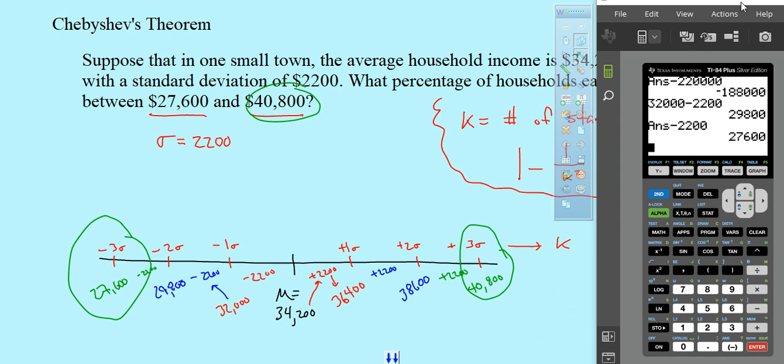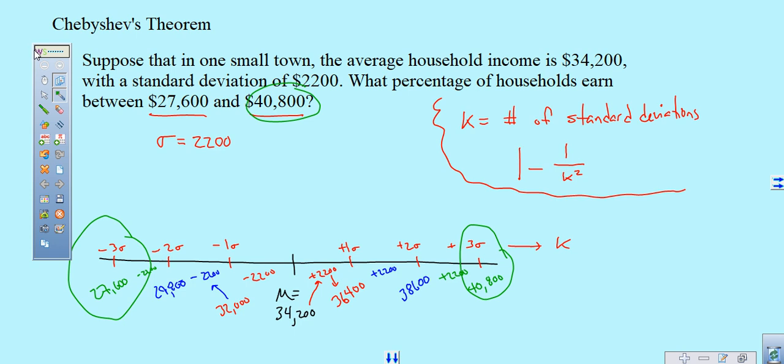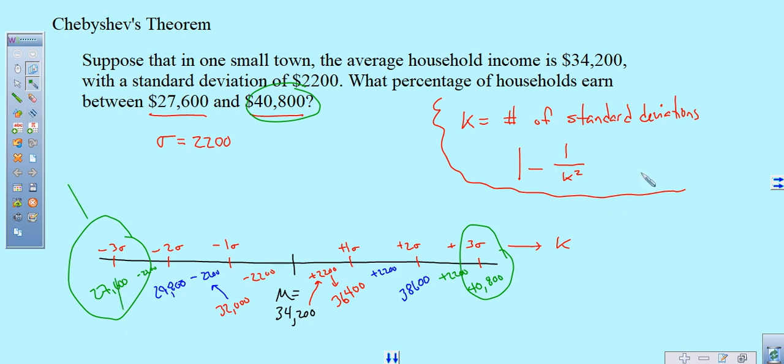So what that means is that my K for this particular problem is K equals 3. These data values are 3 standard deviations away from the mean. So what Chebyshev does is it's a quick way to calculate the approximate percentage when your data is not necessarily normal. So this isn't as good as the empirical rule or the standard normal distribution. But this is a quick and dirty way of doing this when we don't necessarily know that our data is normal. And notice here it doesn't say anything about being normal.